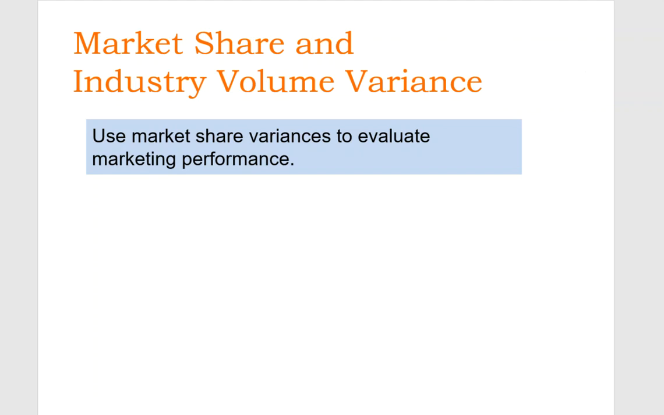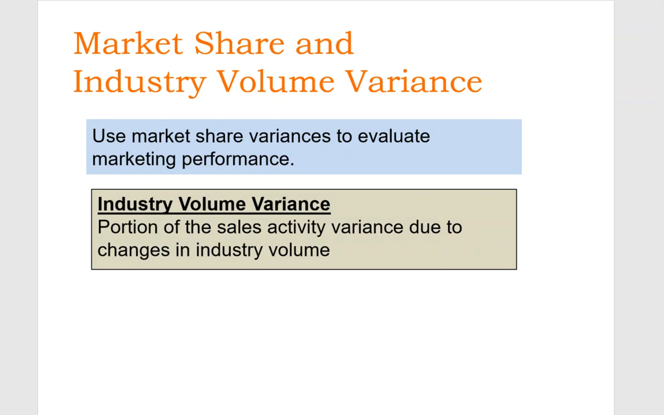In this video, we're going to walk through the calculation of market share and industry volume variances. We can use market share variances to evaluate our marketing performance. The industry volume variance is the portion of our sales activity variance that's due to changes in the overall industry volume. For instance, in recent years, the sale of DVDs has been declining industry-wide.